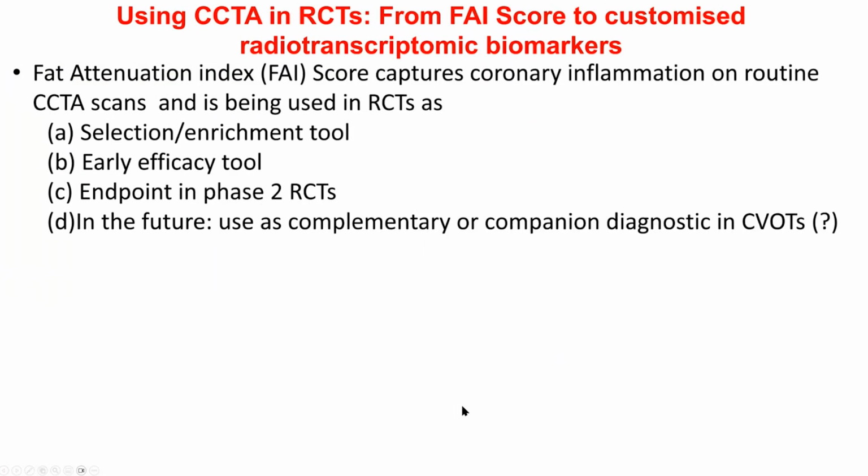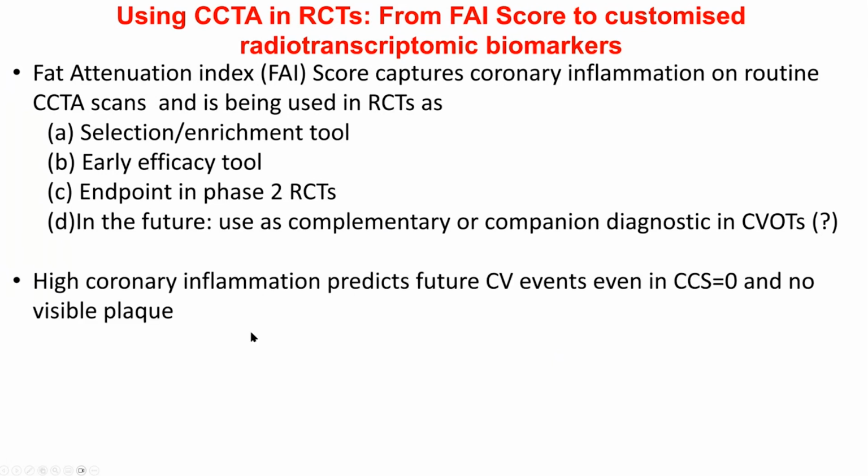Just to conclude, fat attenuation index score captures coronary inflammation on routine CT angiograms and is being used in randomized clinical trials, first as a selection or enrichment tool, second as a tool for early efficacy signals, also as an endpoint in phase 2 randomized clinical trials, and in the future, it could potentially be used as a complementary or companion diagnostic for cardiovascular outcome trials.